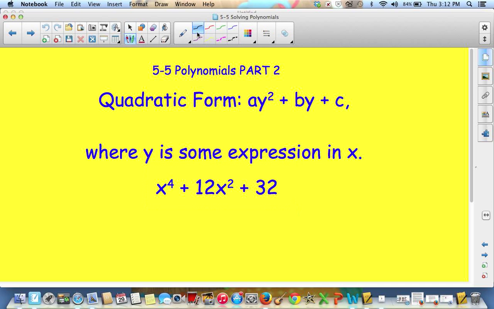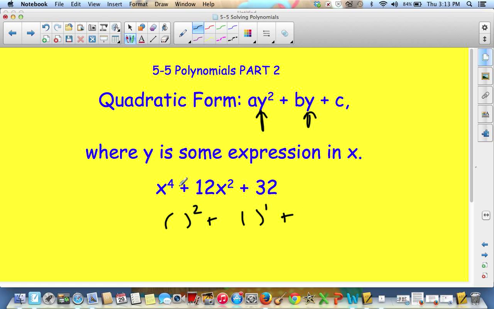So what we're going to do is try to get expressions in quadratic form: ay squared plus by plus c, where y is going to be some expression in x. Because we know how to factor these types of equations. So x to the fourth plus 12x squared plus 32. Can we think of a way to get this in the form of something squared plus something to the first power plus c?